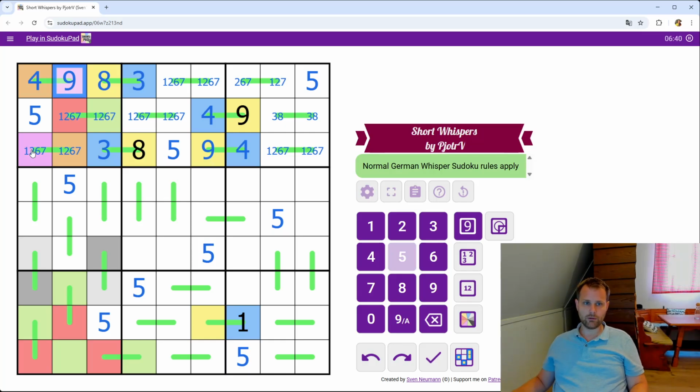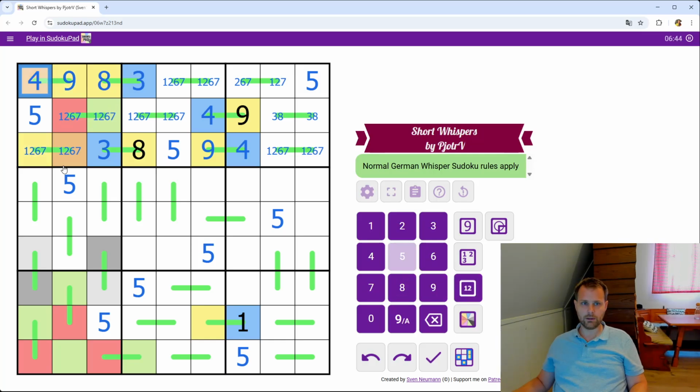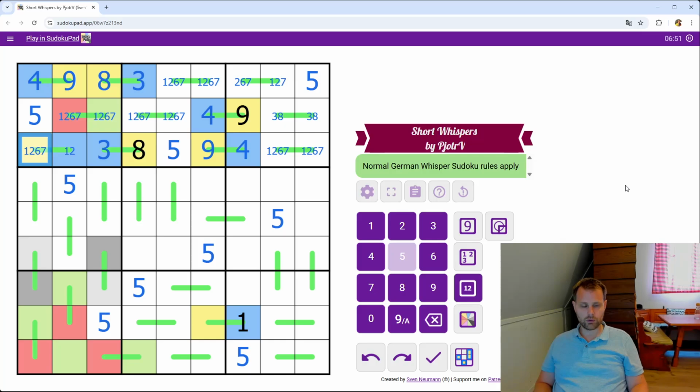And then we know that purple is yellow and orange is blue. So we know this is from 1, 2, so this must be from 6, 7.